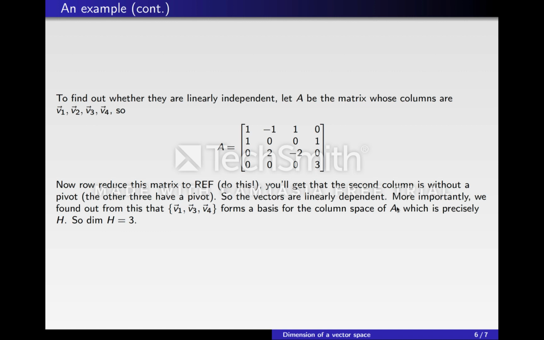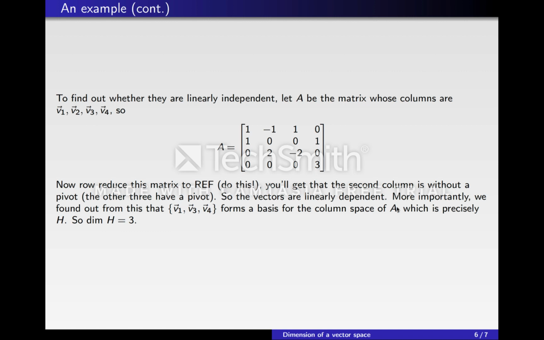And what you see when you do the row reduction is that the second column is without a pivot, and the other three columns will have a pivot. Depending on how you do this, some of you may find that the third column doesn't have a pivot. That's fine. The point is that one of the columns, in this case the second or the third column, will not have a pivot, and the other three columns will have a pivot.